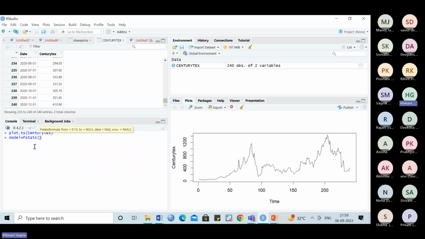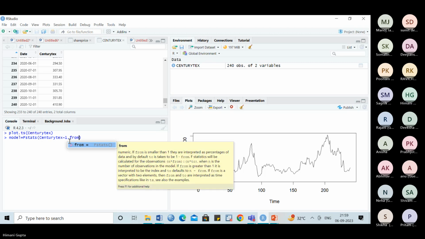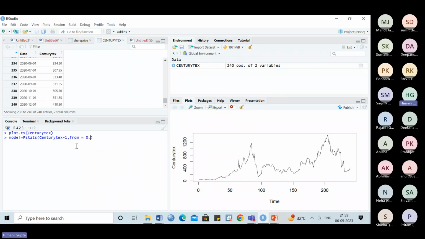and then the name of the variable in which you want to find whether there is a structural break. So I'm writing the Century Textile variable, tilde 1. Why am I taking 1? Because it's a univariate variable. I want to check the structural break in only one variable, so that's why I have written 1. After that, I'll say you have to check from 0.01, which means from the first observation, start checking whether there is a structural break or not. So my model is created.